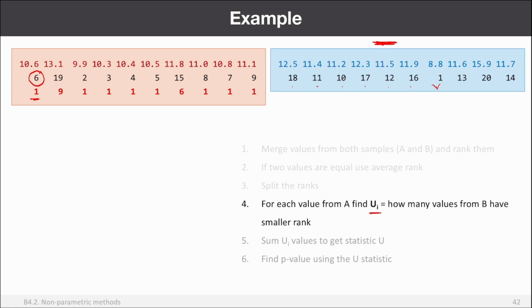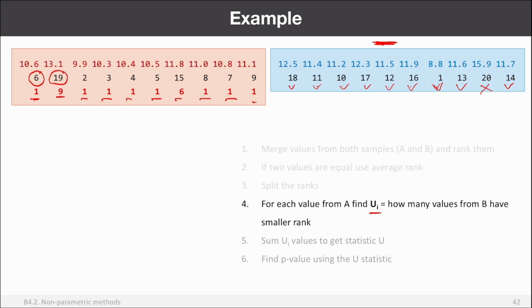Okay. This is the next ring, 19. How many values are smaller than this one? Well, this is smaller, this is smaller, this is smaller, this is smaller, this is smaller. This one is smaller, this one is smaller, this one is smaller, this is not. This is smaller, so it's 9. So we write 9 here. And then we simply continue. And these are all the values where the rank in B is smaller than this rank in A.